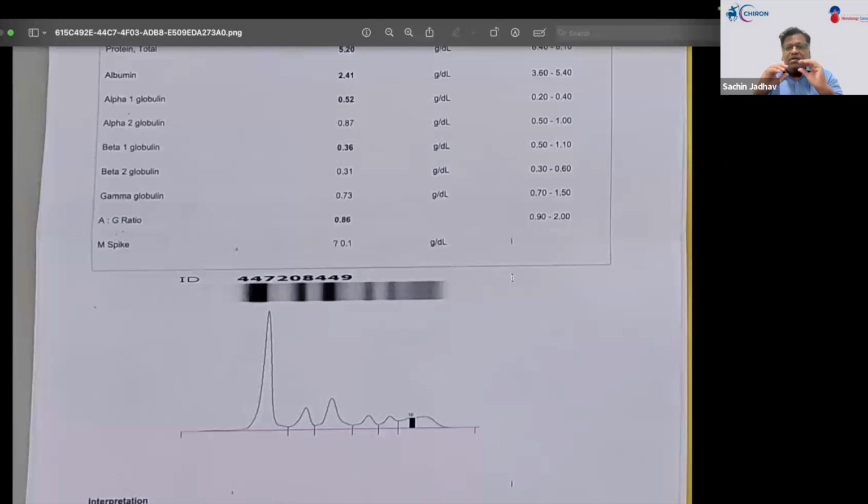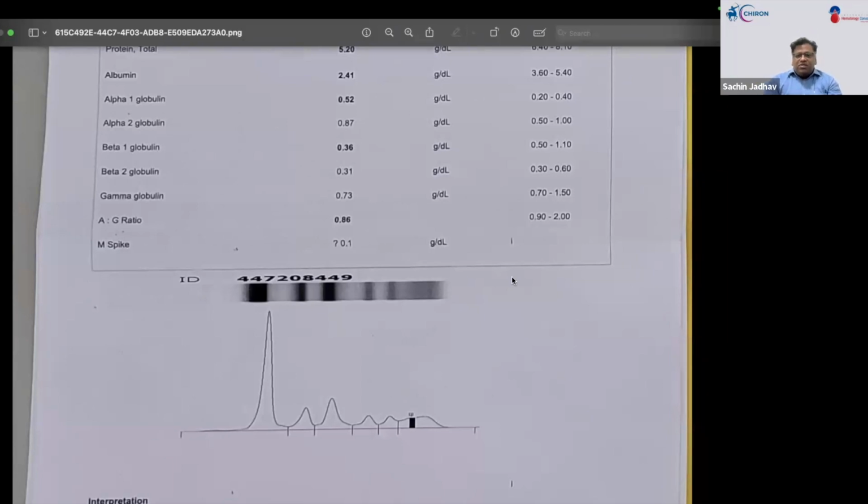Sometimes one light chain may be increased, but not 100x. Again, it is exactly like this electrophoresis report. There may be an M band, but very tiny. At that point, you have to do a full workup. You have to do marrow, PET CT, etc.